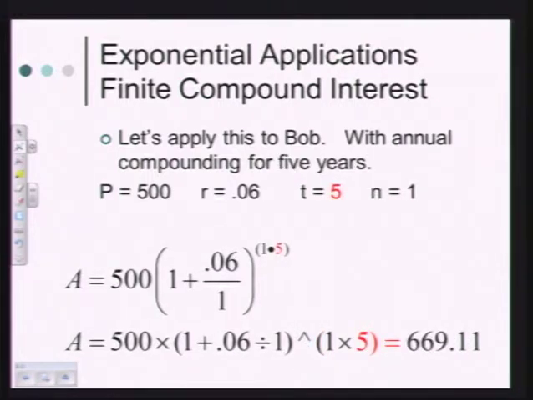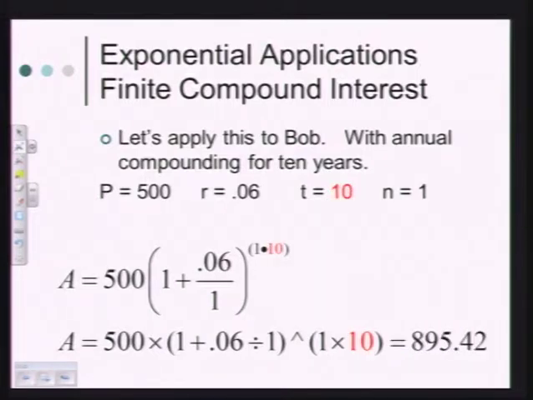Well, let's look at some other scenarios. What if Bob is using annual compounding for 5 years? Well, everything stays the same except T is now 5. And notice at the end of 5 years, when you do the calculation, Bob will have $669.11 in the bank. What if we change that to 10 years? And we'll compare that with the simple interest here in just a moment.